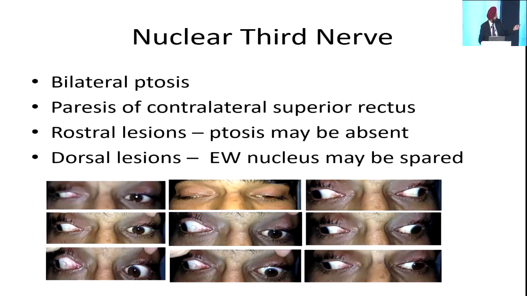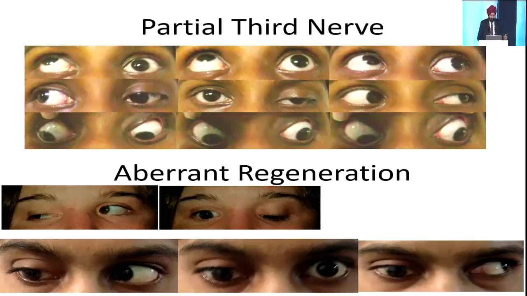In nuclear third nerve palsies, you can have ptosis bilaterally. The other eye, contralateral superior rectus, may also be involved. The pupil may sometimes be spared. So within the third nerve palsy also, you've got individual cases that you have to look at.